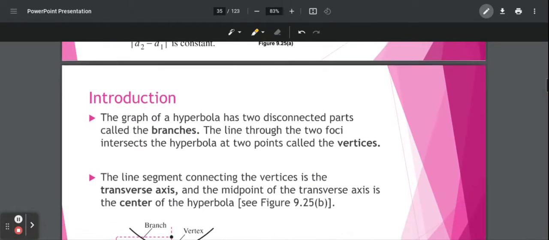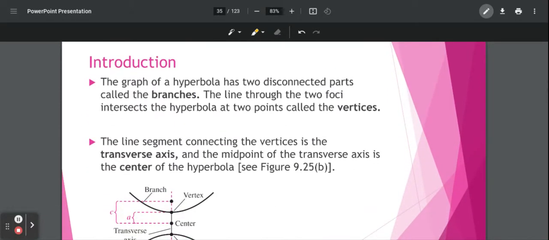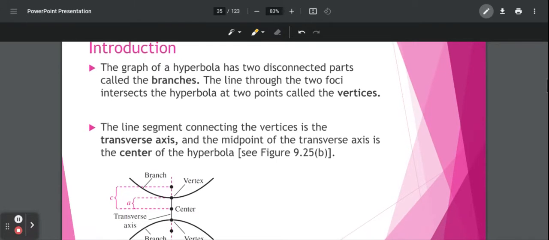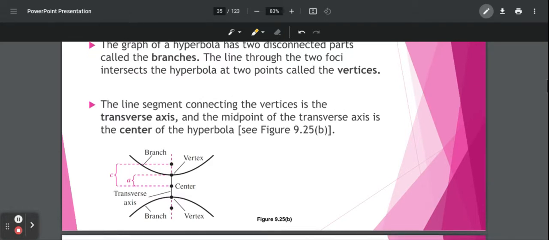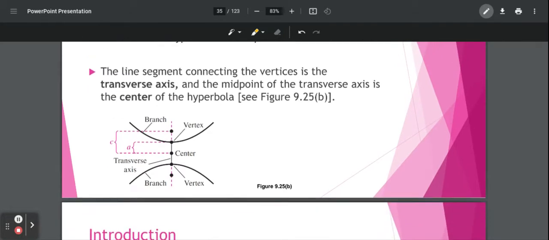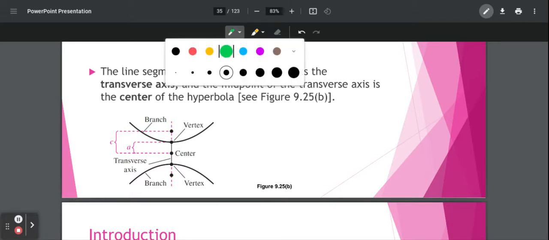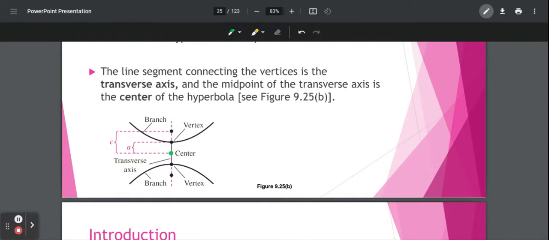So with a graph of a hyperbola, it's not connected. You have two disconnected parts that are called the branches. The line through the two foci that intersects the vertices of the hyperbola is called the transverse axis. If you look at this picture right here, your center is right here, and your center is always equidistant from the vertices. So if you know the vertices, you can find that midpoint and that would give you the center.